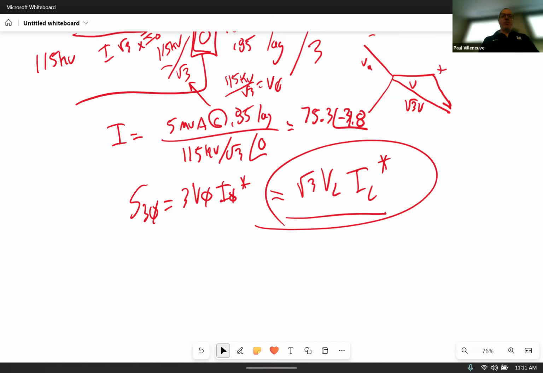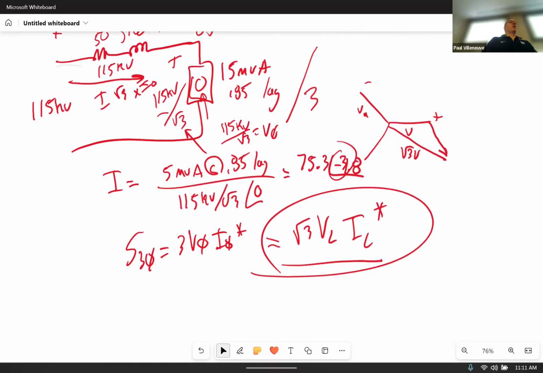Then you can also check your work. It's a 0.85 lagging power factor. Does that give me hope that the power factor is correct? Well, the current lags the voltage. I said my voltage here is at an angle of 0. So the current is minus 31.8 degrees. The voltage is at 0. So minus 31.8. I feel pretty confident.